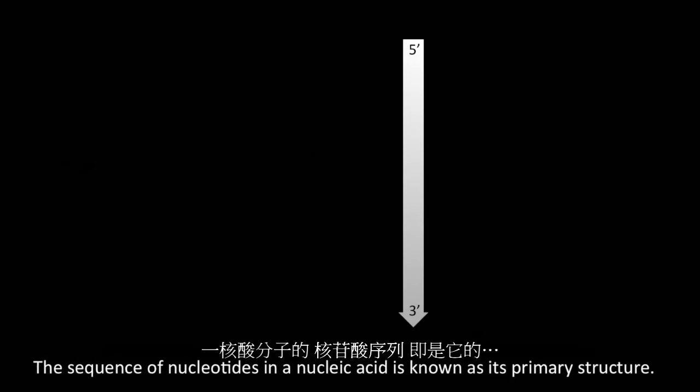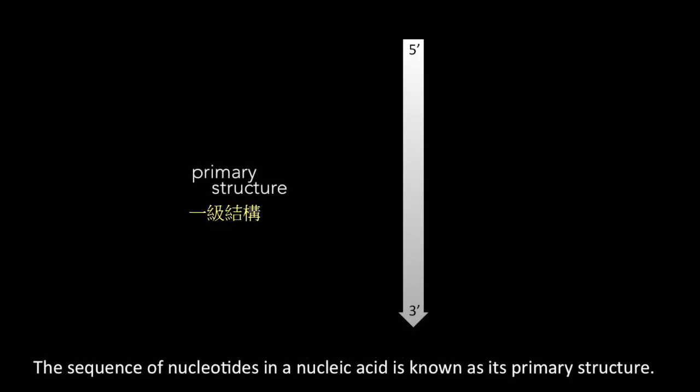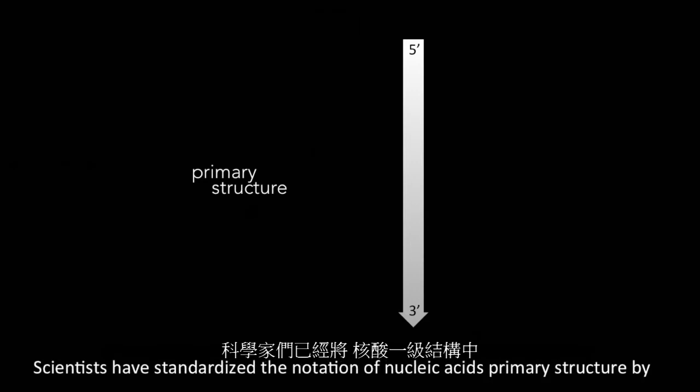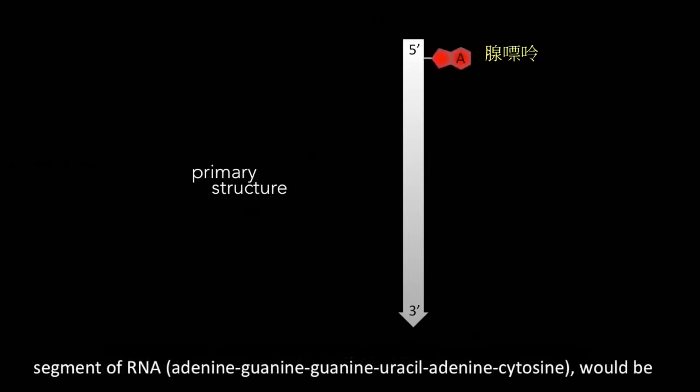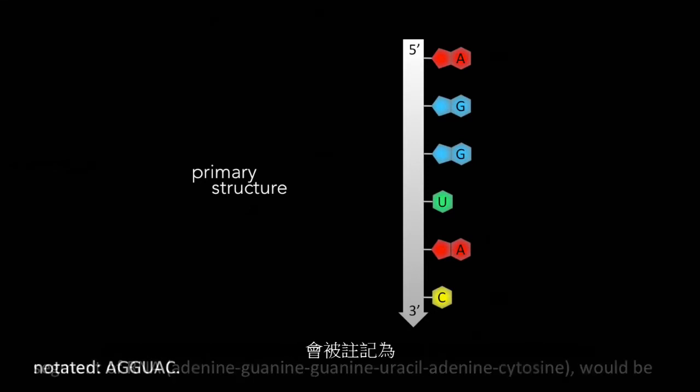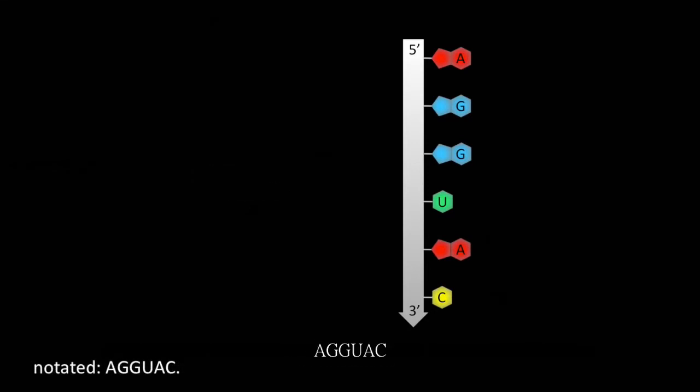The sequence of nucleotides in a nucleic acid is known as its primary structure. Scientists have standardized the notation of nucleic acid's primary structure by listing the nucleotides from the 5' end to the 3' end, 5' to 3'. For example, a segment of RNA, adenine, guanine, guanine, uracil, adenine, cytosine, would be notated A, G, G, U, A, C.